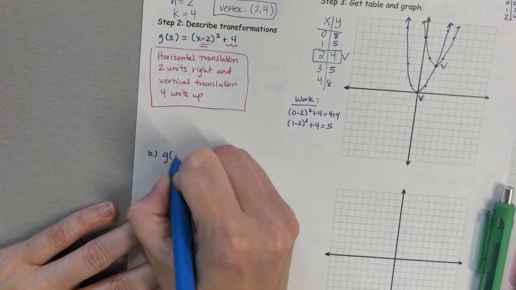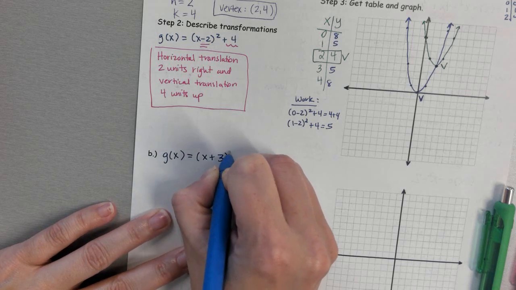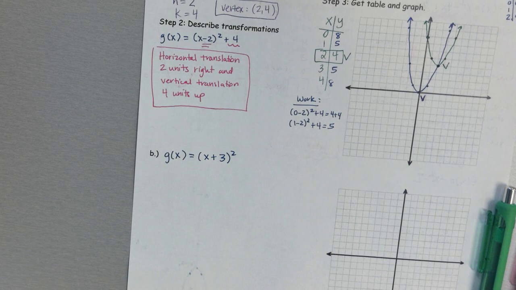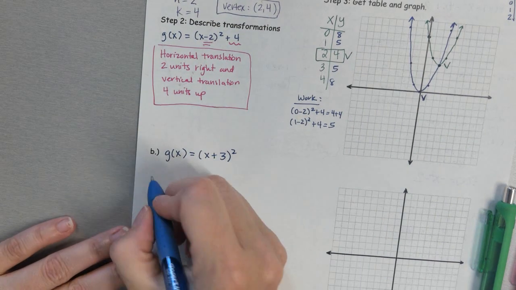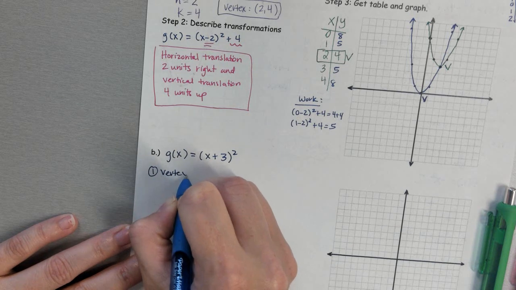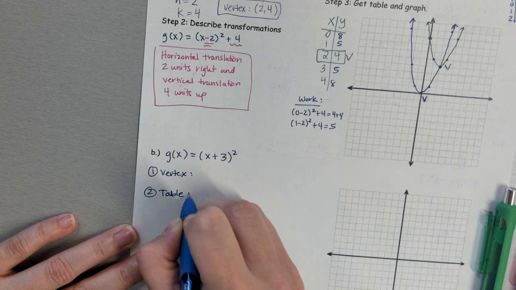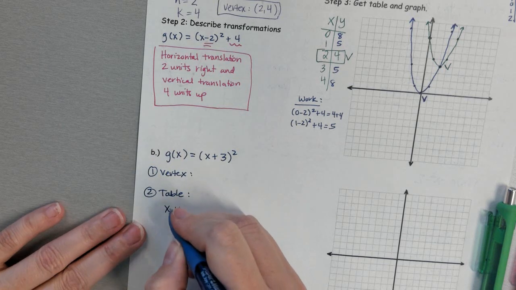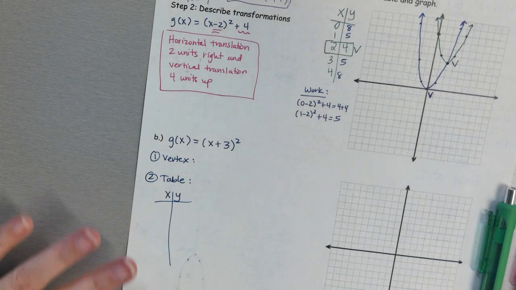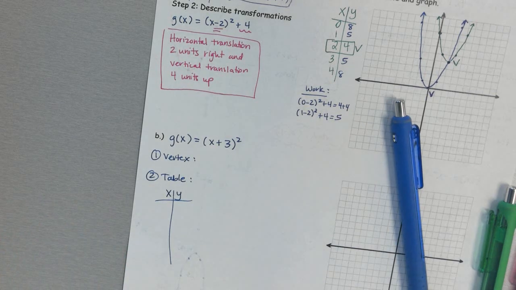Alright, so I want you to try B. Okay, so step 1, find your vertex, do your table. Okay, and then I do want you to graph with the parent function. I'm going to give you some time to do so.